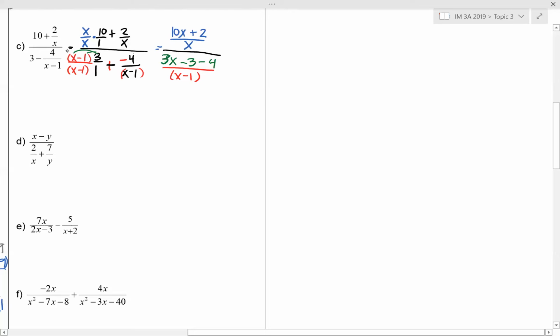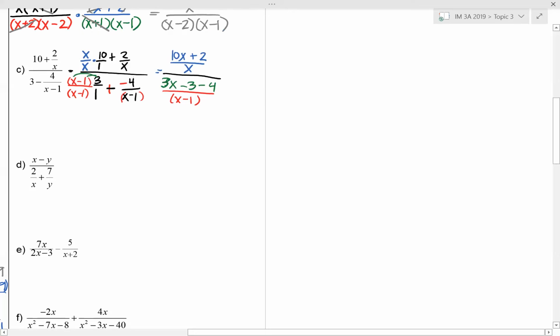So let's just clean this up. So this gives us 10x plus 2 over x, over 3x minus 7 over x minus 1.